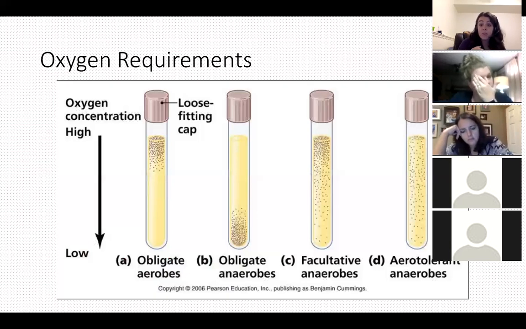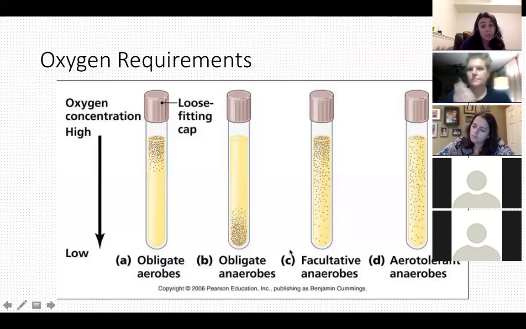Facultative anaerobes don't have to have oxygen in order to grow, but they grow better in the presence of it. So that's why on this third tube you see more growth at the top and some sparse growth at the bottom. Not as much, because again, it will grow better with oxygen, but it doesn't have to have it.